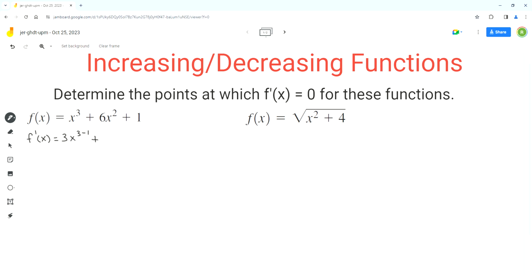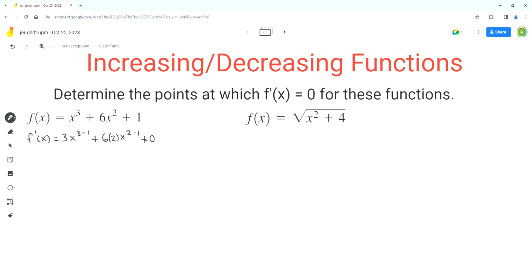Now in the second term, 6 is the coefficient, so it will stay as it is. And now we'll use the power rule for x squared. So we'll move the exponent to the front of the term and we'll subtract 1 from the exponent. Now the third term is a constant, so its derivative is equal to 0.